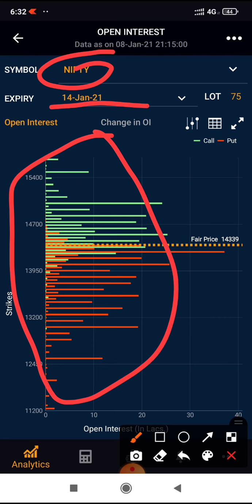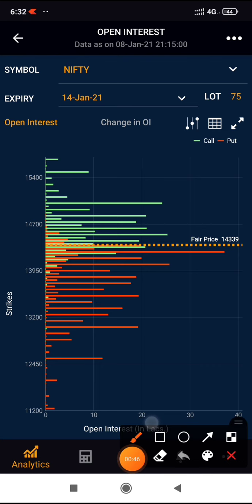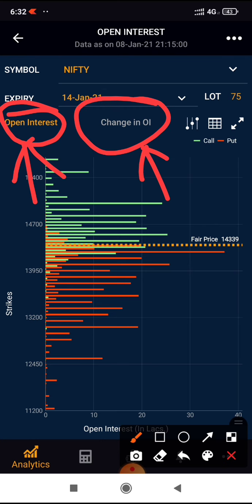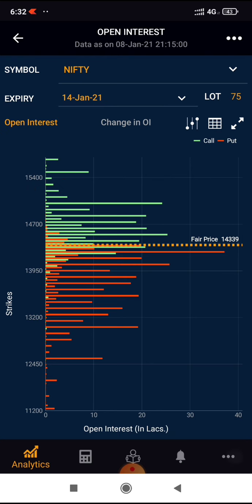This is a graphical representation of open interest. Apart from that, there are two kinds of open interest. One is open interest, which is the result of positional trading in the options, and the other is change in open interest, which represents the trading activity done on an intraday basis.